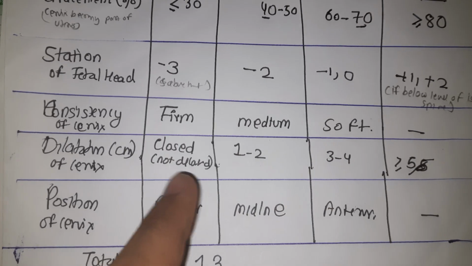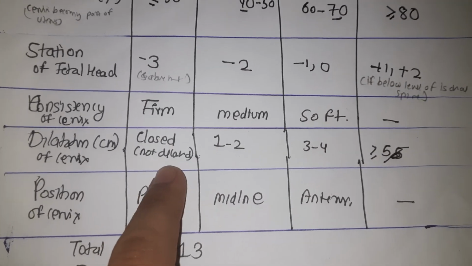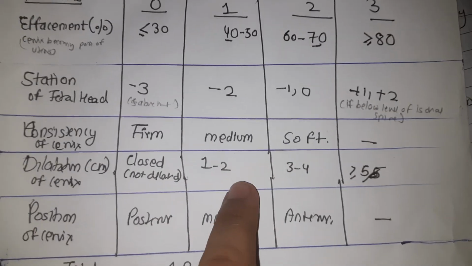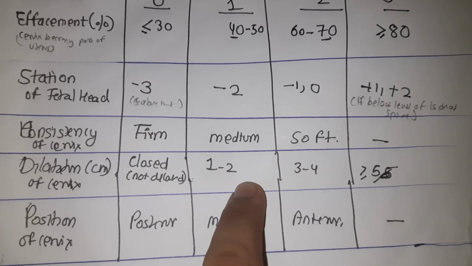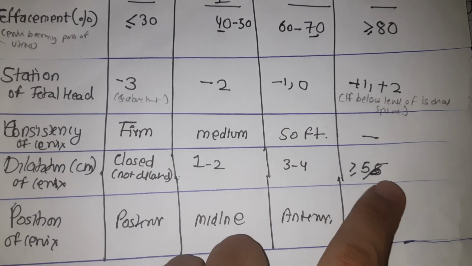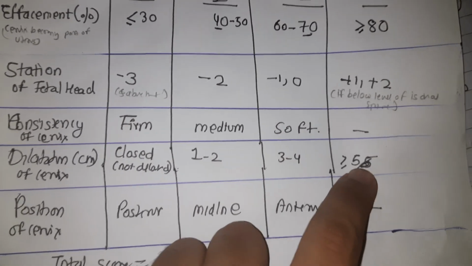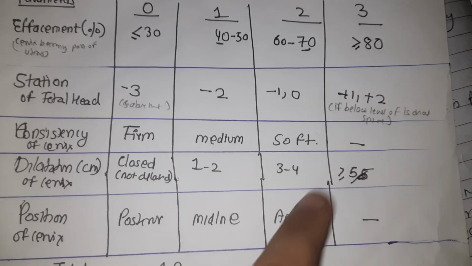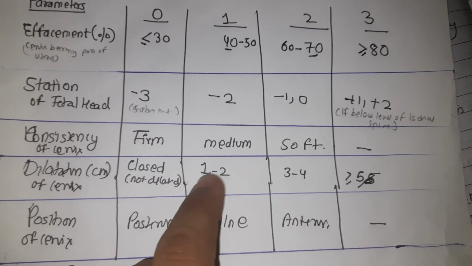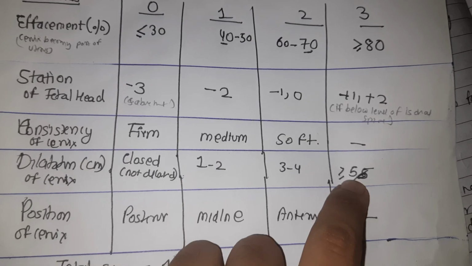And for dilatation of the cervix, if the cervix is closed, not dilated, then the Bishop score is 0. If it is 1 to 2, the score is 1. 3 to 4 is score 2, and if it is 5 or more than 5, then the Bishop score is 3. So: 1 to 2, 3 to 4, and 5 or more than that.